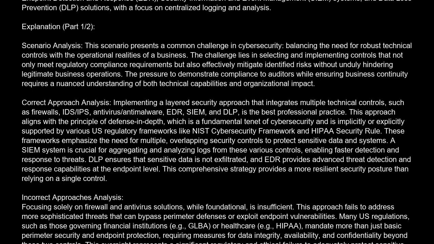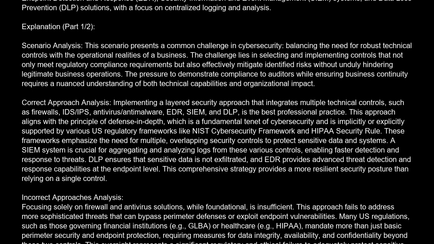The challenge lies in selecting and implementing controls that not only meet regulatory compliance requirements, but also effectively mitigate identified risks without unduly hindering legitimate business operations. The pressure to demonstrate compliance to auditors while ensuring business continuity requires a nuanced understanding of both technical capabilities and organizational impact. Correct approach analysis.